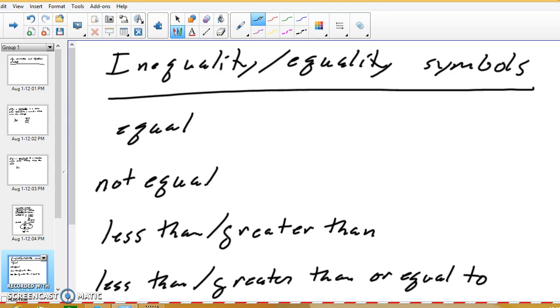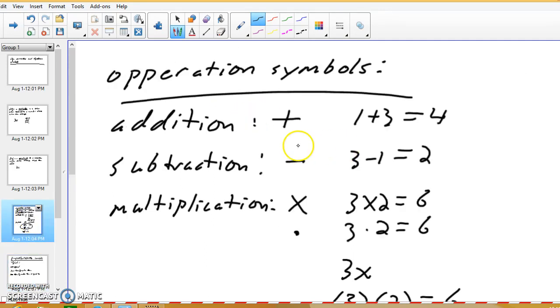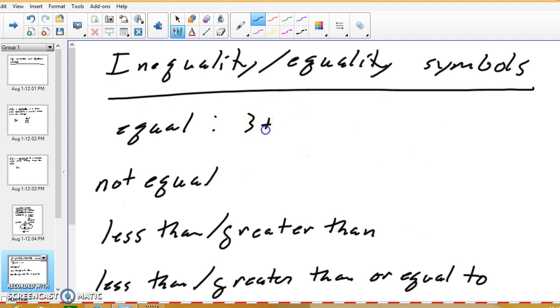The next one is inequality or equality symbols. So again, like you see me writing right back here, 3 plus 1 equals 4.